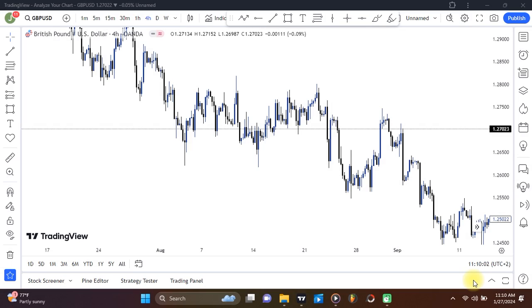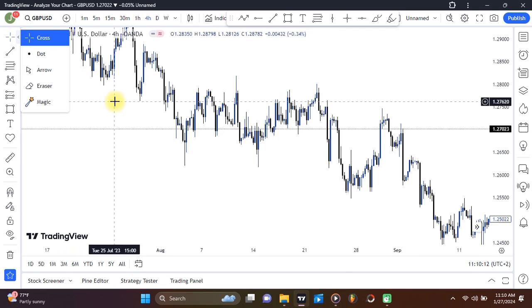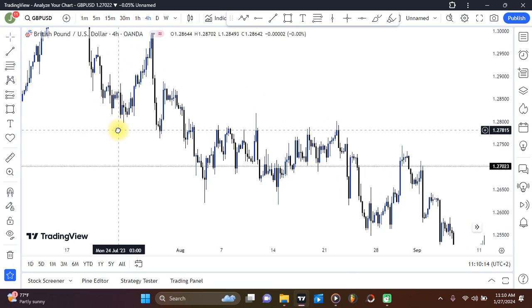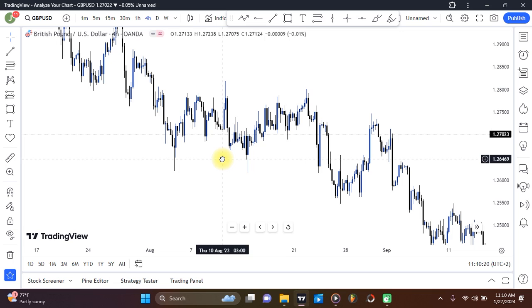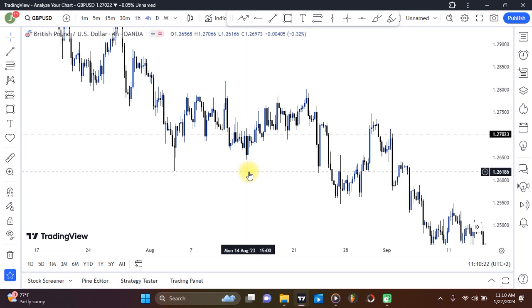Okay, now let's look at another example on the GBP USD. So we are on the 4-hour time frame, and as you can see, the first step is to determine the trend. As you can see, we are on a downward trend coming all the way from the top to the downside. So we are going to be focusing on this range over here. So this is where we start.